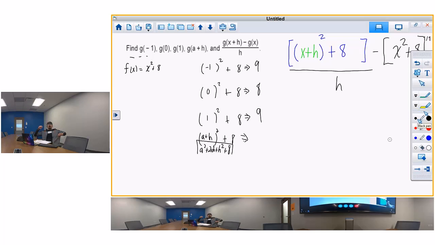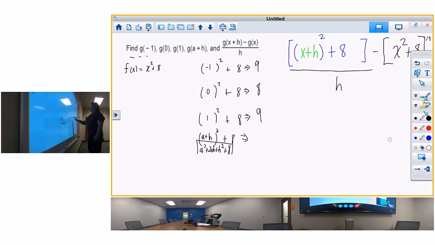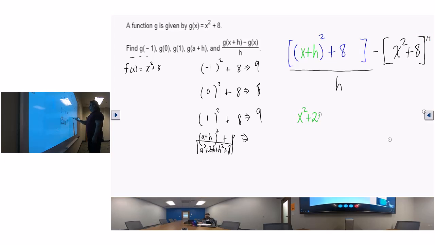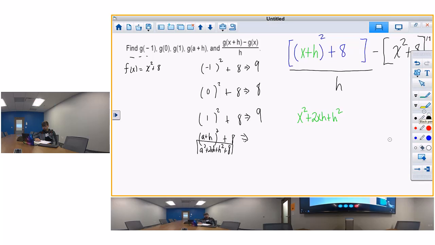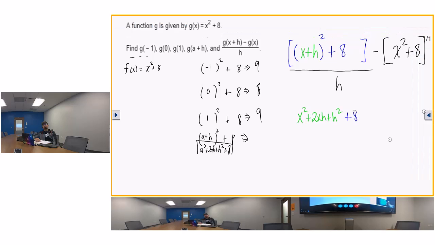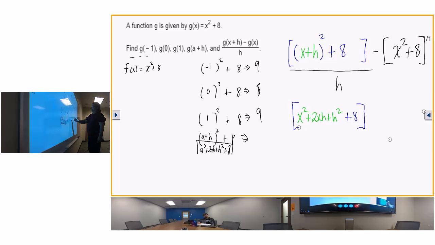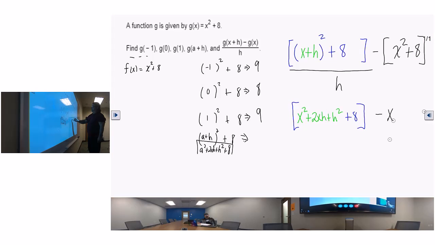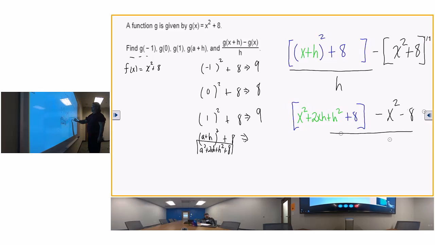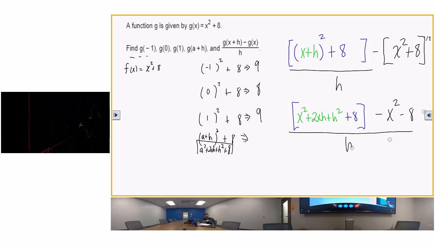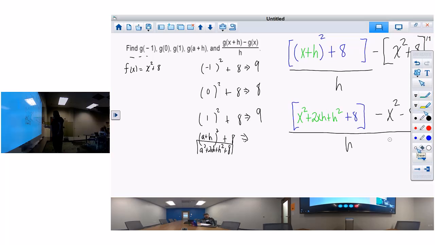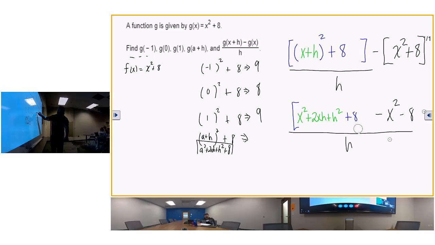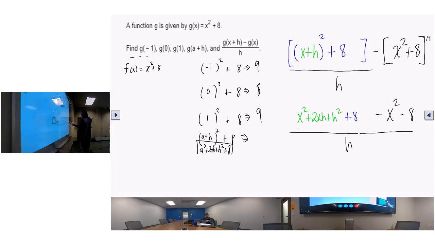And now that's going to give us x squared plus 2xh plus h squared plus 8 minus x squared minus 8, all over h. And since we don't have anything to distribute here, you just distribute a positive 1, which means you drop the brackets. And what cancels? The x squareds cancel.